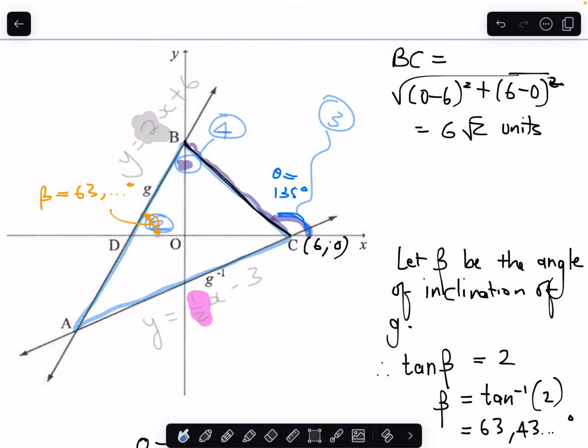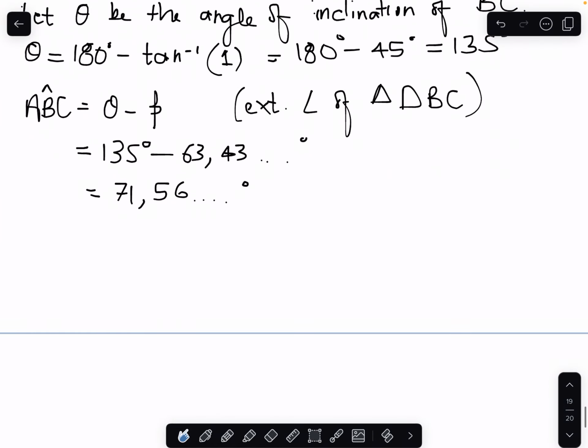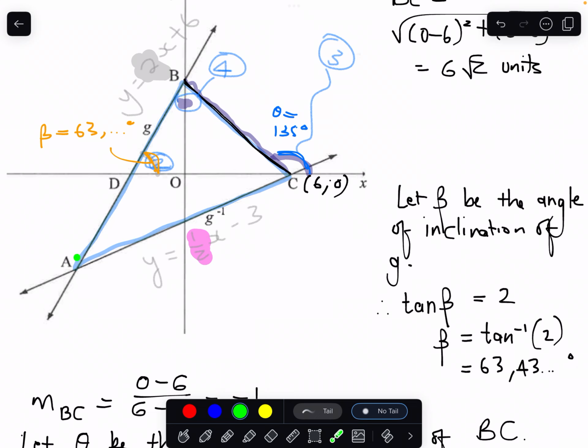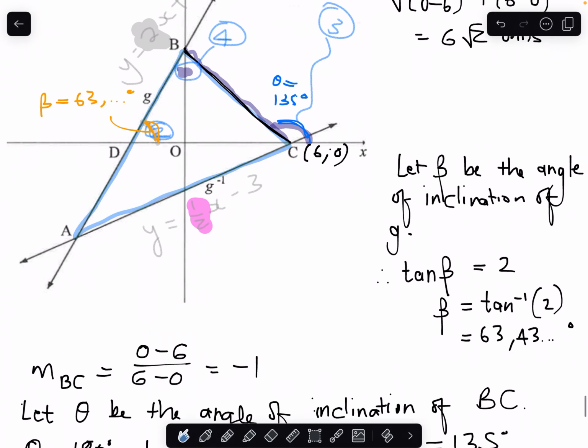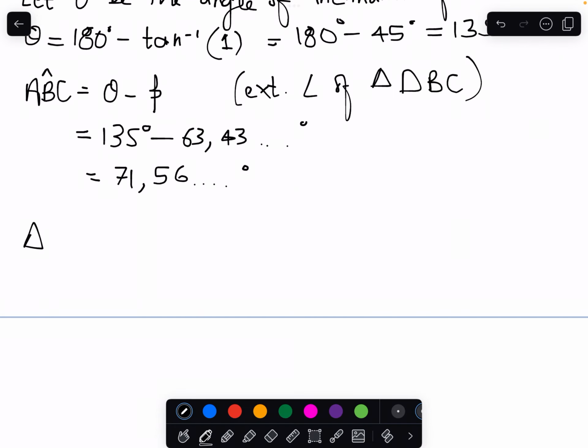That's fine. Right, so now we have AB is 6 root 5, BC is 6 root 2, and this angle over here is 71 comma something. So we can use our sine rule. Area rule. Why do I keep... Oh my gosh. Right.